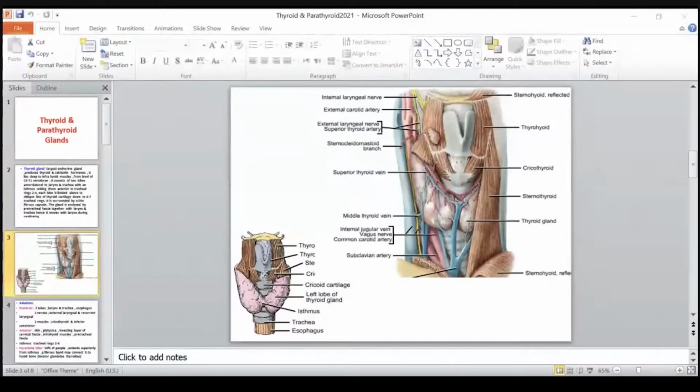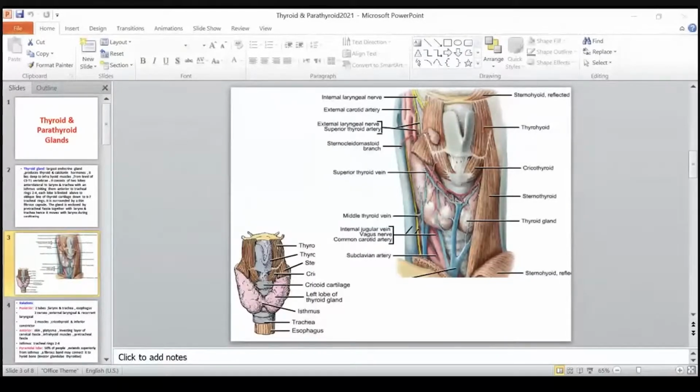Below is the trachea and the esophagus. Two nerves, the internal laryngeal nerve and the recurrent laryngeal nerve from below; two muscles, cricothyroid and the inferior constrictor of the pharynx, separating these tubes from the thyroid lobe. So these are the relations of the thyroid lobe. The apex of each lobe is directed upward, and the base is directed downward.